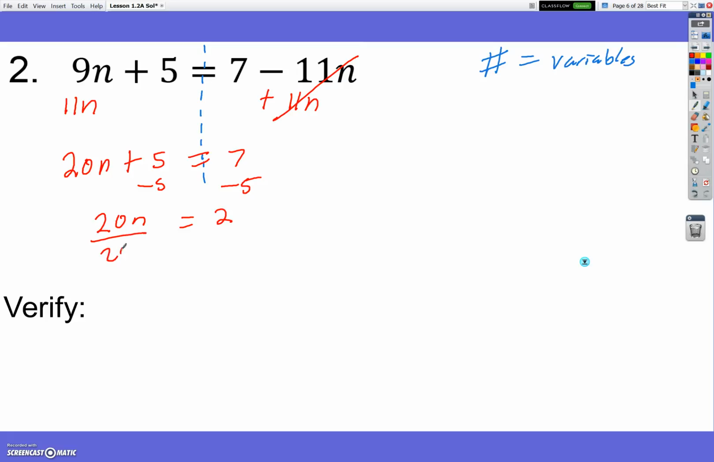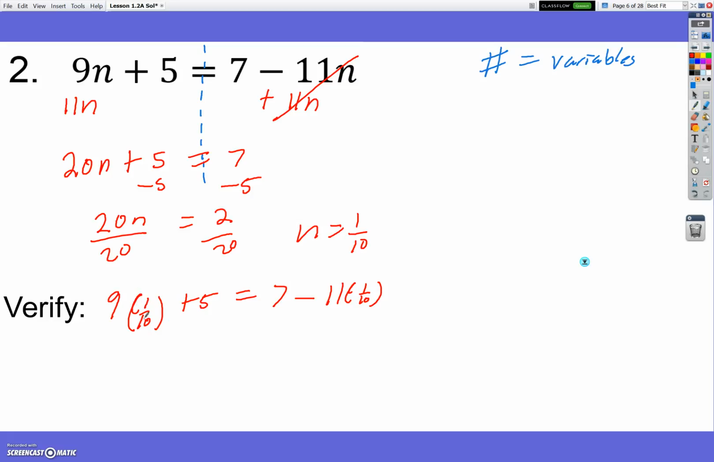I would divide both sides by 20 to get n is equal to 1/10. Alright, from here now it wants me to verify it, so I'm going to plug in 1/10 into each side of the equation. So I'm going to have 9 times 1/10 plus 5 is equal to 7 minus 11 times 1/10.